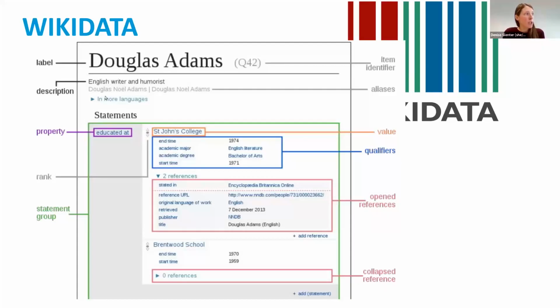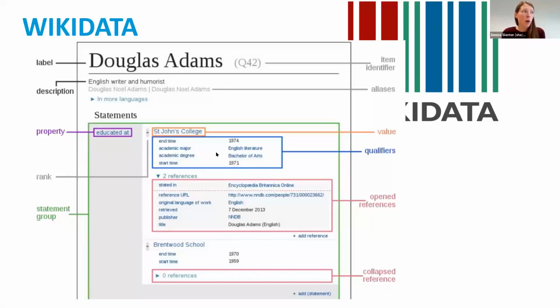And then the information that is encoded in Wikidata in the RDF structure is all linked to this ID. So this Q42, that's the subject. And then the relationships or properties are here in the beginning, so "educated at", and then the objects that this relationship is linked to are listed here. So St John's College and Brentwood School.